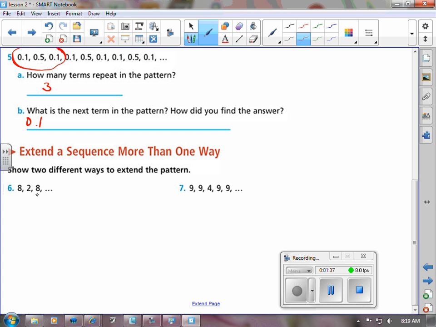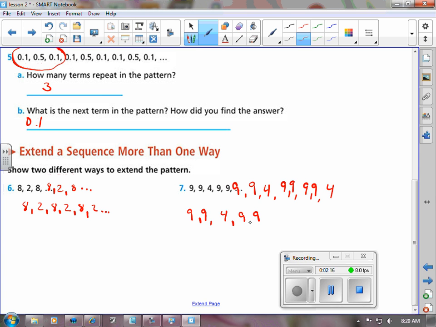These 2 patterns have multiple ways to extend. I could extend this one by just repeating these exact same 3 figures, 8, 2, 8, right? Or it could be 8, 2, 8, 2, 8, 2, and so on, okay? Same with this next one. I could end up with 4 9s, 9, 9, and then a 4, and then 4 9s, and a 4. Or it could go 2 9s, a 4, 2 9s, a 4, and so on.